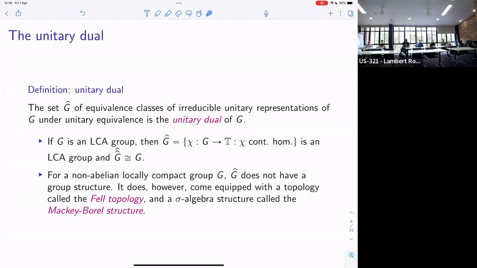And just while I'm on this slide still, I'll mention that what I said here about the unitary dual of the unitary dual being isomorphic to the group itself, that's quite a famous piece of work called Pontryagin duality.